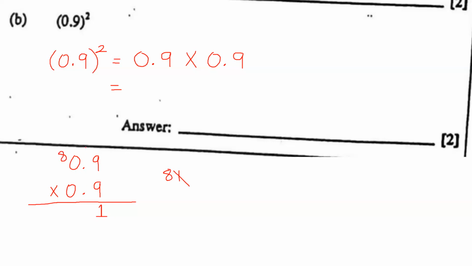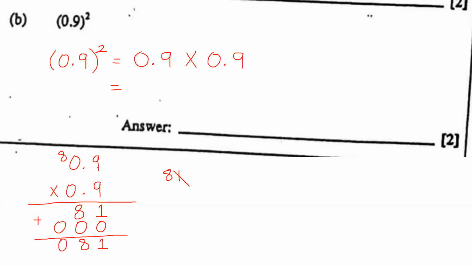Now, what is 9 times 0? 9 times 0 is 0, plus 8 is going to be simply 8. Now we put a 0 for a placeholder. Now we say 0 times 9 is simply 0. And 0 times 0 is simply 0. We add: 1 plus 0 is 1. 8 plus 0 is 8. 0 plus 0 is 0.